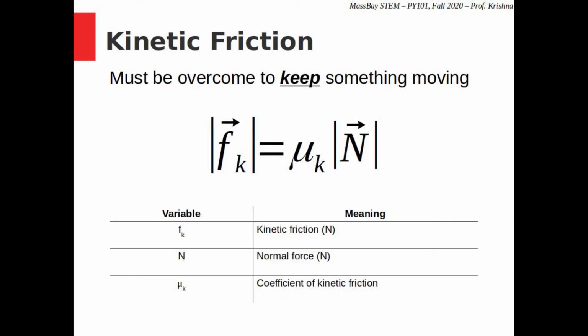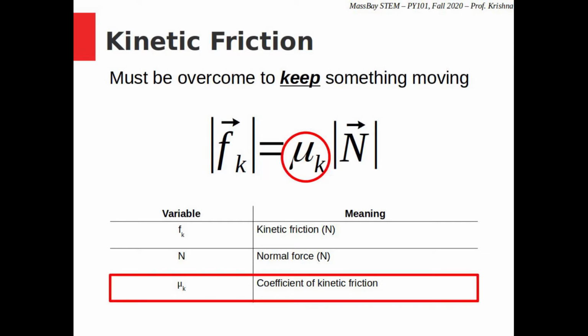The equation for kinetic friction is this. It's very similar to static friction, but while static friction has variable values, kinetic friction has a fixed value that depends on the normal force and this new parameter called mu sub k. As you probably guessed, mu sub k is the coefficient of kinetic friction, and it is only used for objects that are sliding past each other.